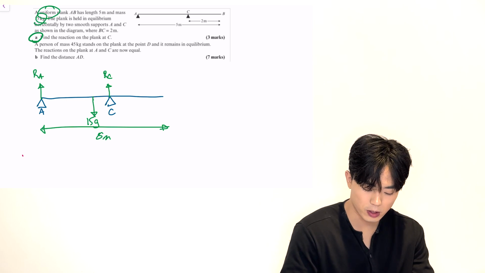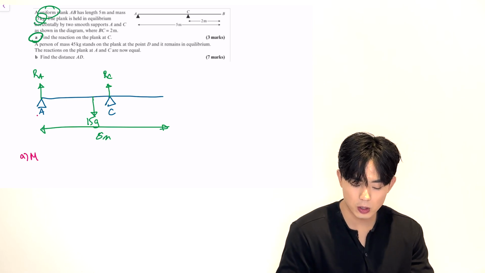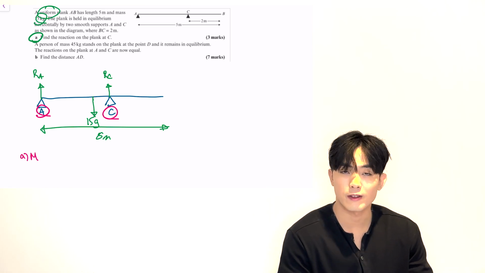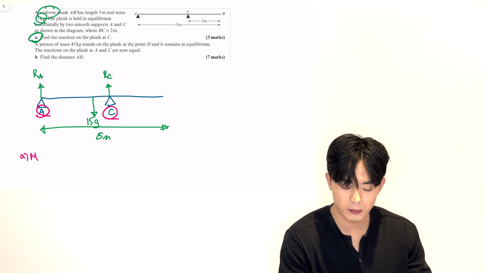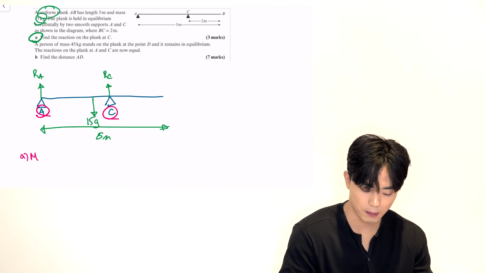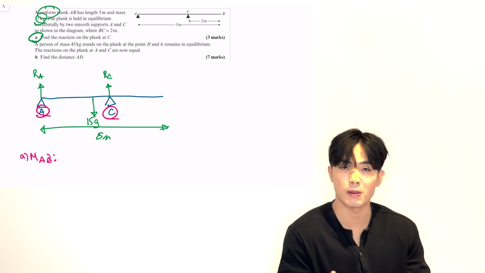So I'm going to take moments, but as you can see, there are 2 different pivot points, so there are 2 different points I can take the moments about. A general tip is, if I want to find the reaction at C, I take the moments at the other pivot. So in this case, I'm going to take moments about A, okay? So A is going to be my pivot.